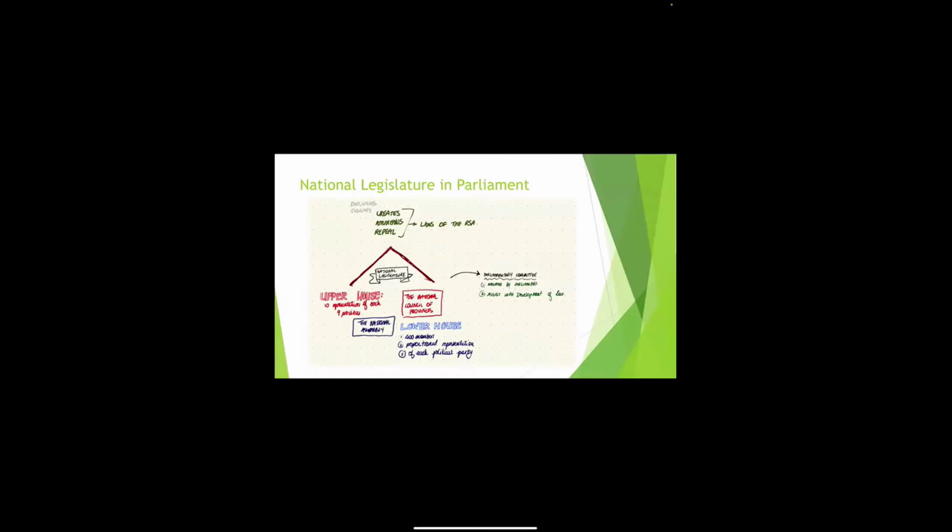And of course, you may have a parliamentary committee, which is approved by Parliament to assist with the development of laws.